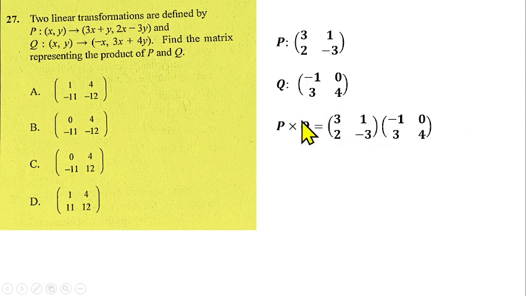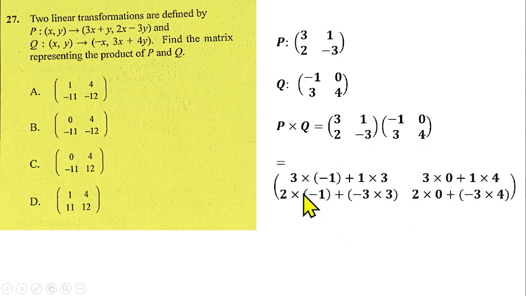So we know that when it comes to multiplication, the row will multiply the columns. Row multiply column, row multiply column. This row also will come, and this row also will multiply this. So the first row will multiply this first column. 3 times minus 1 will give us this, plus 1 times 3 will give us this. Then this row also will multiply this column. So you have 3 times 0 plus 1 times 4.